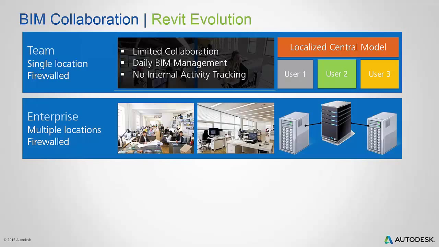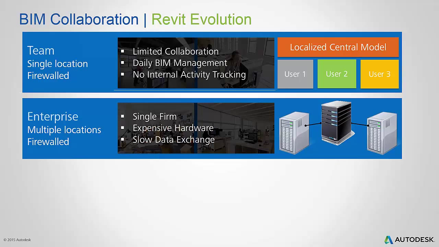We then brought out Revit Server, and this enabled enterprises with multiple offices and multiple disciplines to work on a model across a wide area network. The issue again, though, was you had to be working within your firewall, and in some cases you had to set up accelerators. Again, it was only single firms. The IT guys had to invest in some expensive hardware, and sometimes if you had slow data exchange, you might need an accelerator like Riverbed.